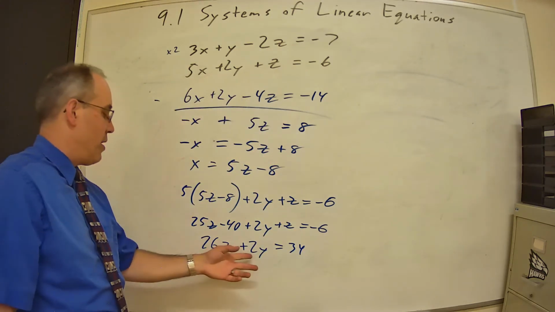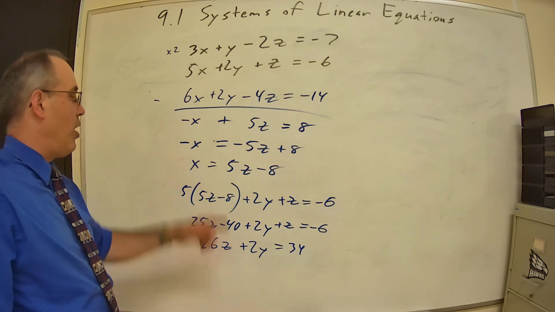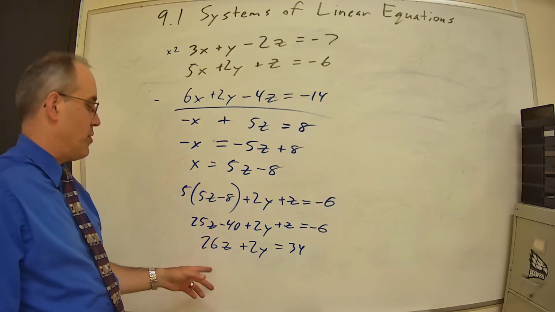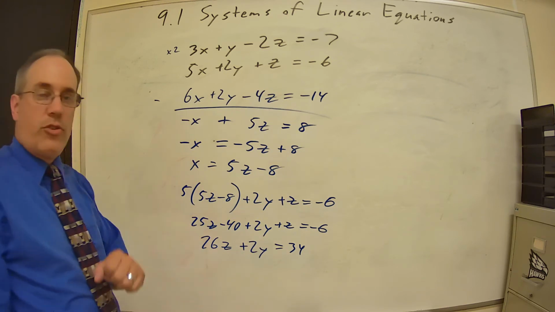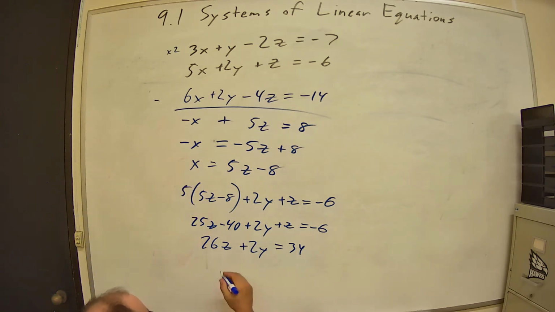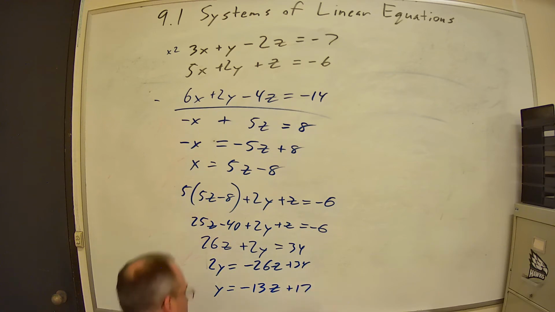So now I'm going to solve for y in terms of z. Why am I going to do that? Well, I have x in terms of z. So if I get y in terms of z, then I can write the whole set of solutions in terms of z. So I'm going to subtract 26z from both sides, so I get 2y is equal to negative 26z plus 34. I can divide by 2, y is equal to negative 13z plus 17.